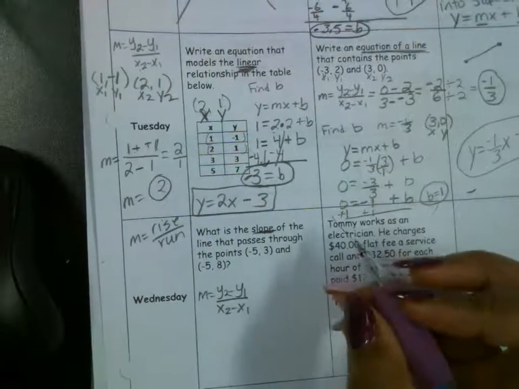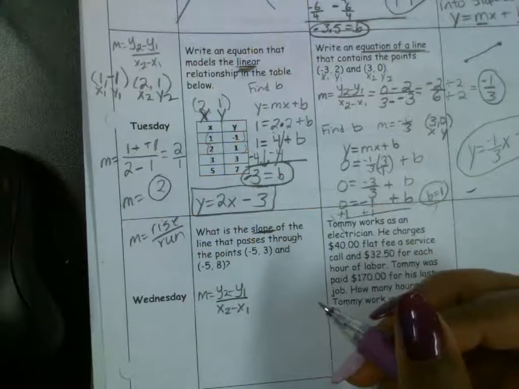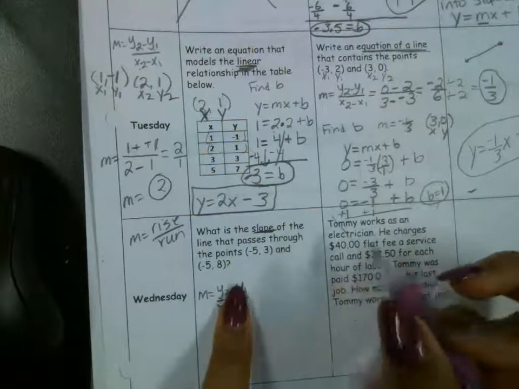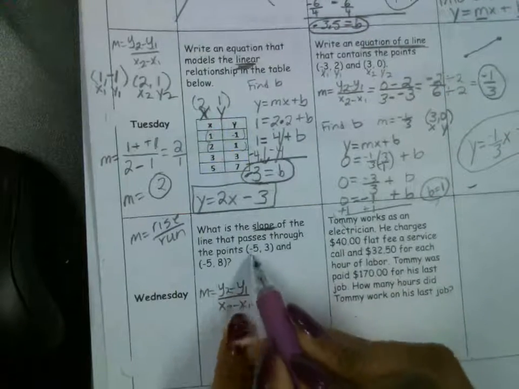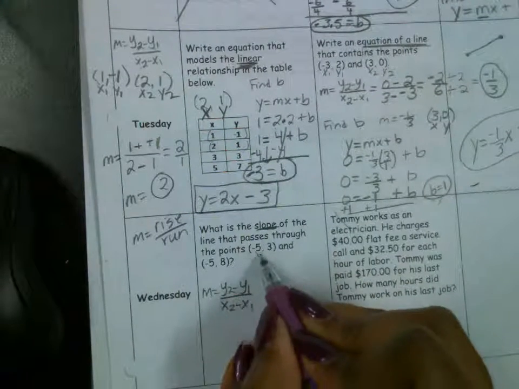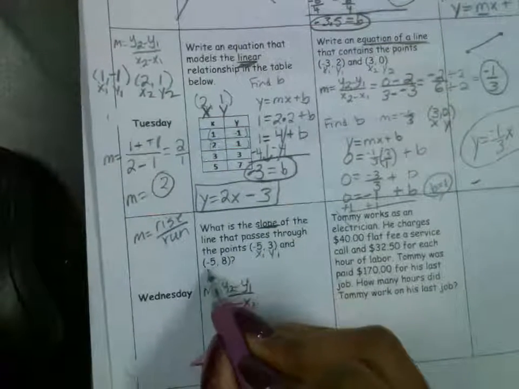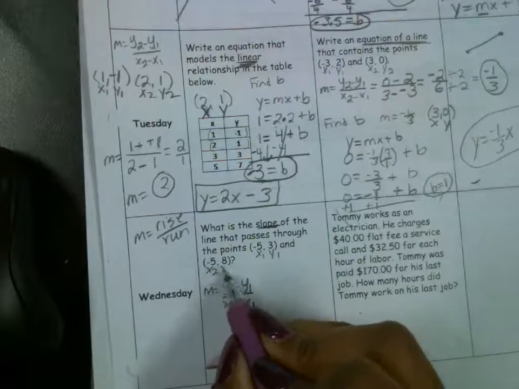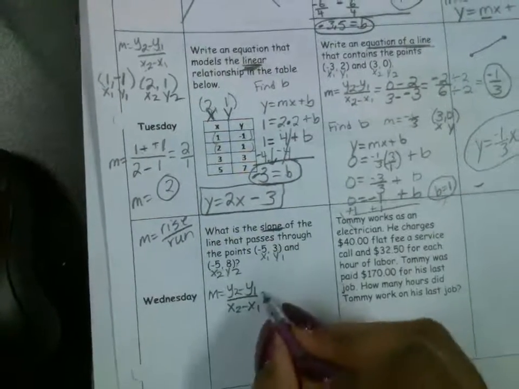Okay, so here we go, guys. Sit right there, sweetheart. That's fine. All right. So we have 2 points. Our first point, we label this x1, y1. This is our second point that's given, so we label it x2, y2. Now we're going to substitute the numbers into the formula.